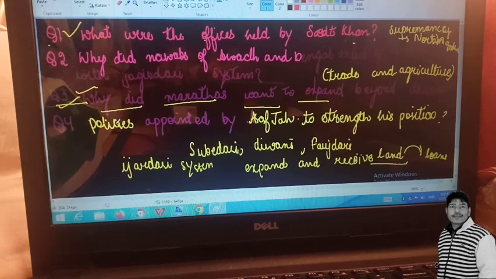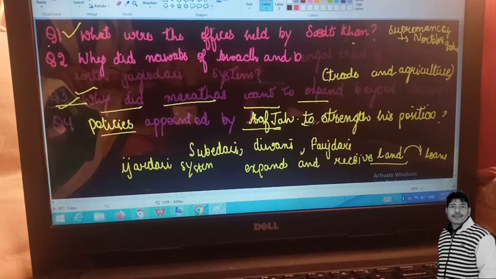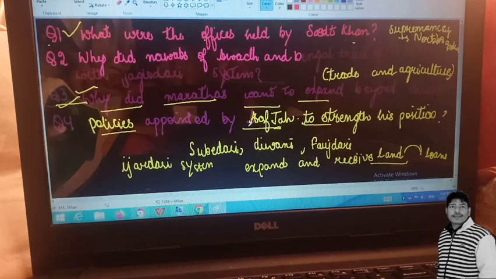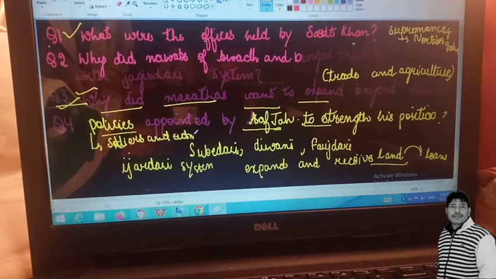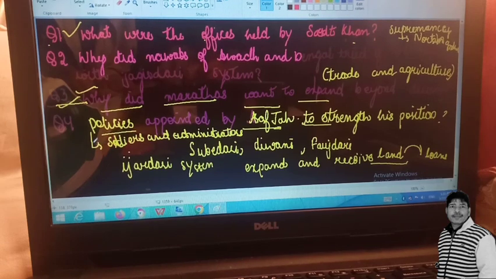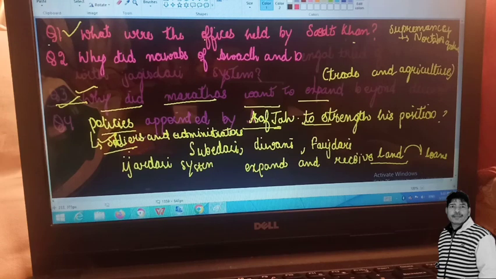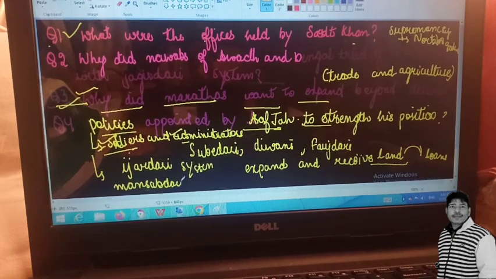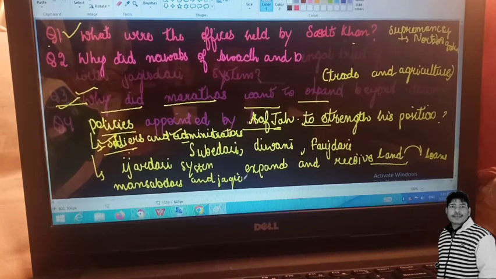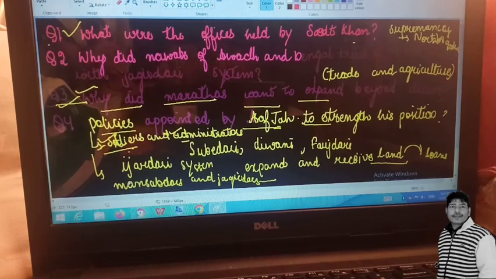My fourth question is, what were the policies adopted by Asaf Jah to strengthen his position? To strengthen his position, he adopted many measures, such as bringing in skilled soldiers and administrators. He strengthened his politics and his army. He brought skilled soldiers and administrators from North India. He also appointed mansabdars and jagirdars to develop the revenue system. This was all about this session.